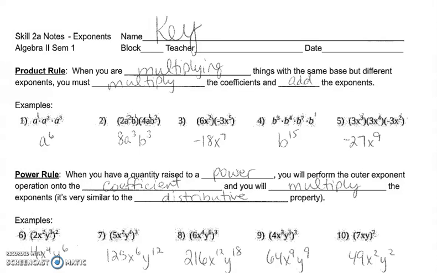Number 9, 4 to the 3rd power, so 64. X to the 3rd times 3, y to the 3rd multiplied by 3, so x to the 9th and y to the 9th. And then the last one on there, 7xy to the second power. So that becomes 7 squared, x squared, and y squared. And 7 squared is your 49. So that is your second rule.